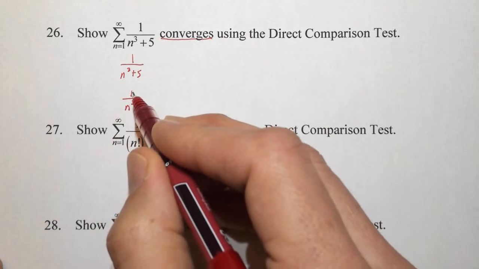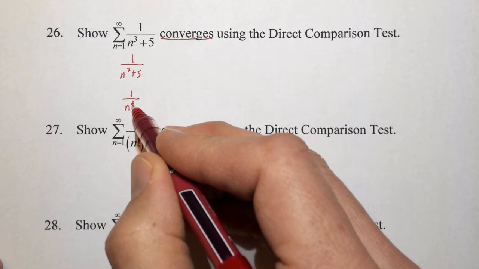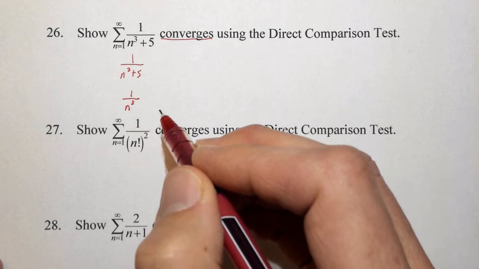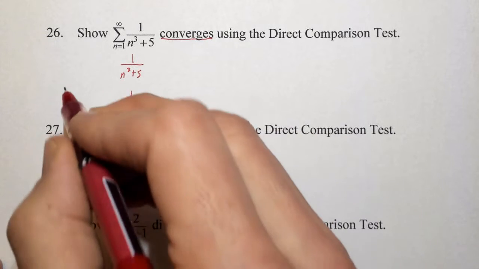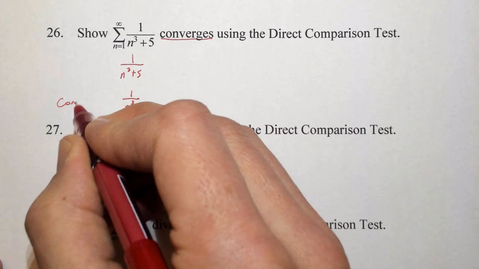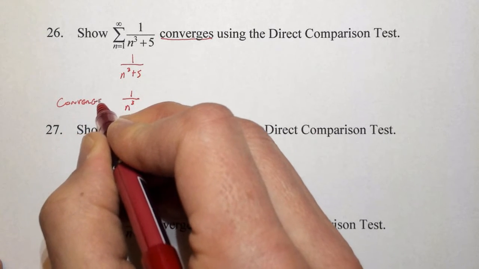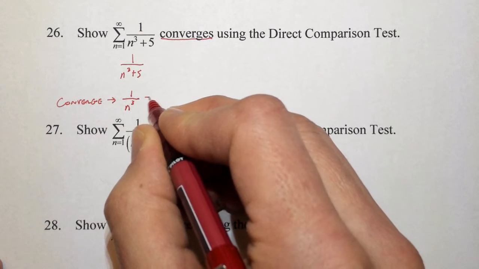Again, this is a p series. It's 1 over n to the pth power, where p is equal to 3. Since 3 is bigger than 1, we know that this series will converge. Now, what is this equal to?